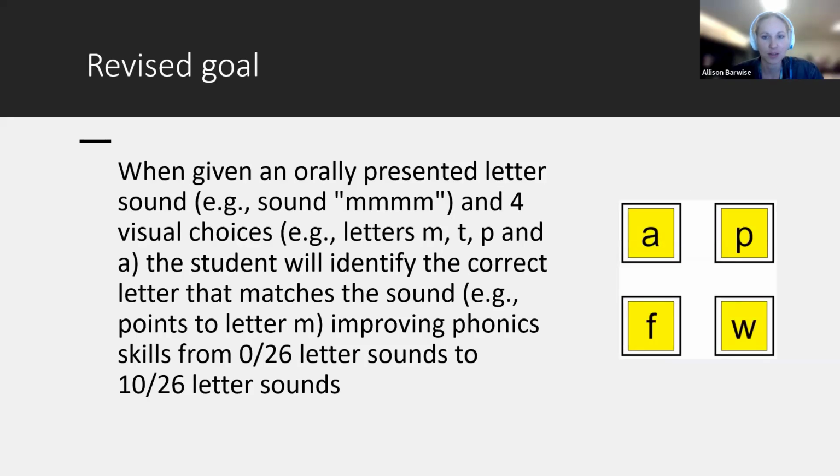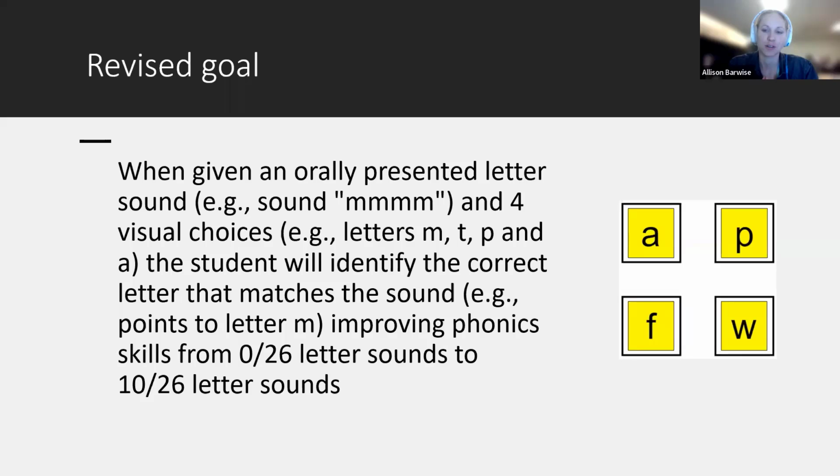So what we were able to do is to change that goal to really target that letter sound correspondence. The instructor is able to produce a letter sound, and then he either has 4 choices of printed letters, or we've done this on a keyboard, or you could do it with more choices if you would like. And the student has to identify the letter that the instructor makes the sound for.